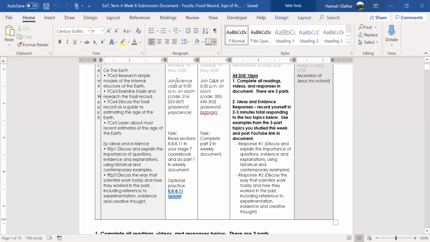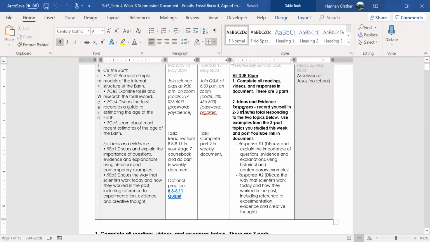So today you can just look through those last sections in your course book, because those will help give you the basic context for what we're talking about. And then you're going to do a small part of this document here. So 2 things. You'll read this document. There's some videos in there. If there's a link, make sure you click on it and watch it. And then do the responses.